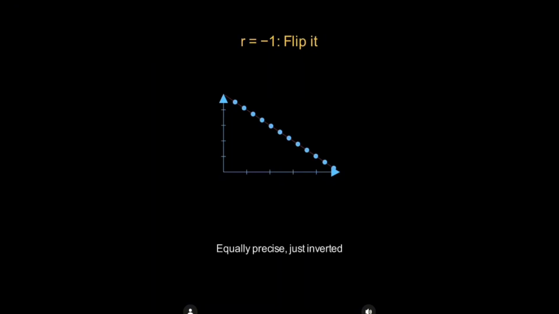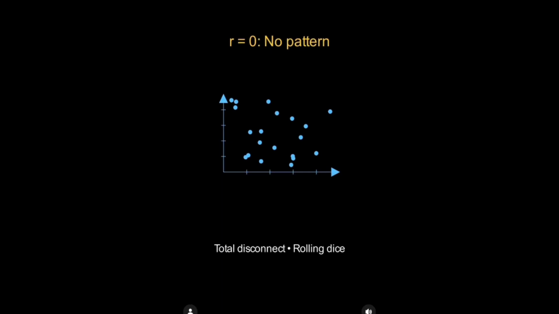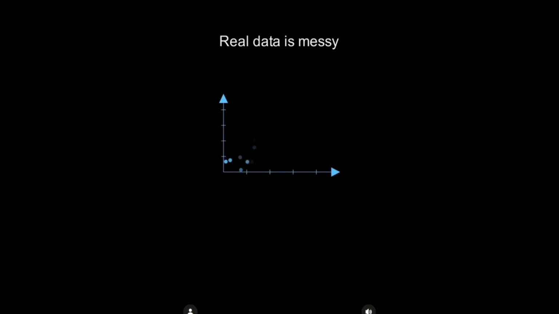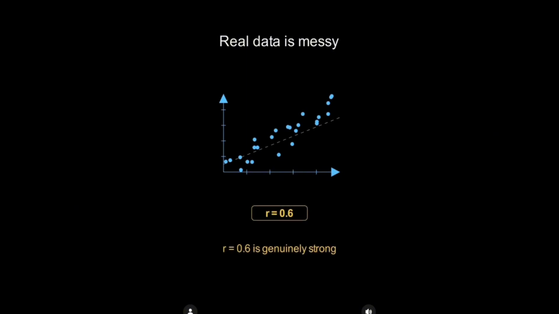Equally precise, just inverted. Then there's 0. Total disconnect. The dots are basically rolling dice. Real data never behaves this cleanly. A value like 0.6 is genuinely strong.